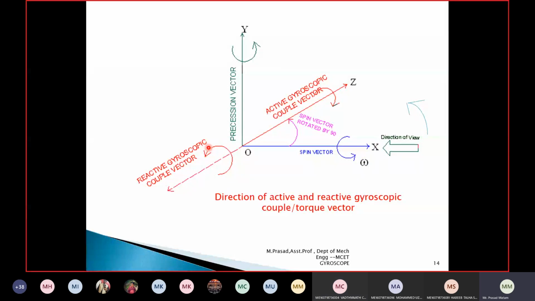Okay. Suppose I am seeing from the back side. Imagine I am seeing from the back side. Away. Okay, it depends upon the direction of view also. I am seeing from this end, the disc is rotating in clockwise motion. When the disc rotates in clockwise motion, this is the direction of the spin vector. So when I am seeing from this end, the disc is moving towards me.